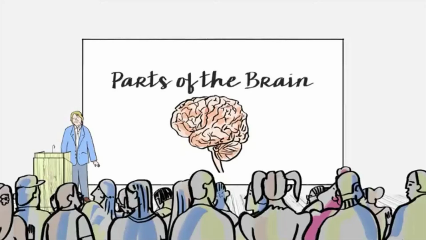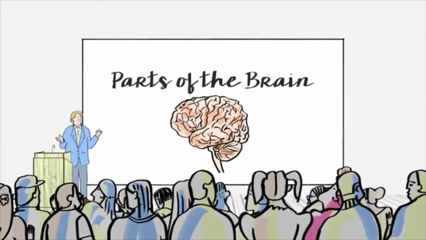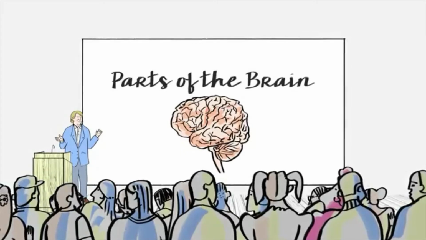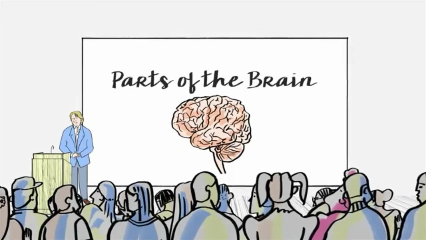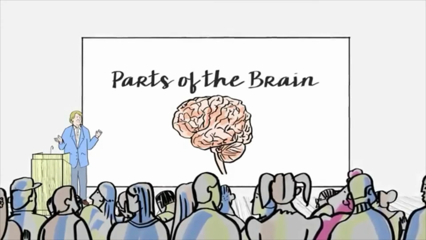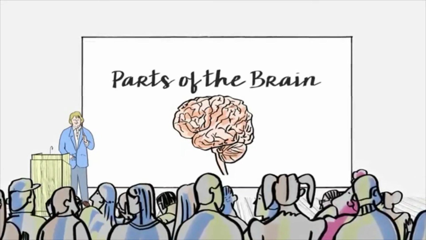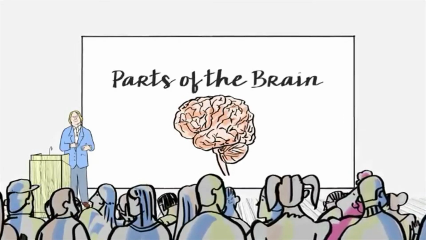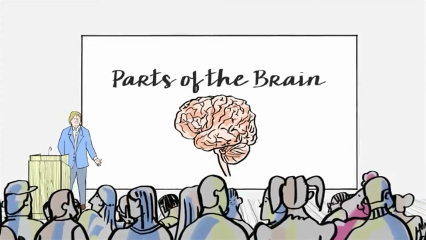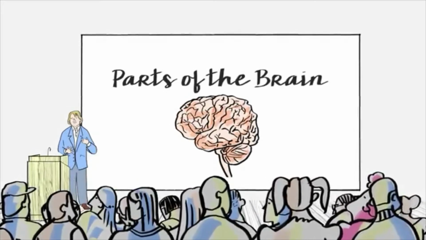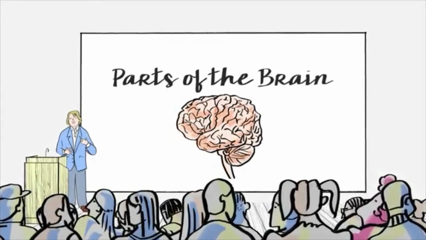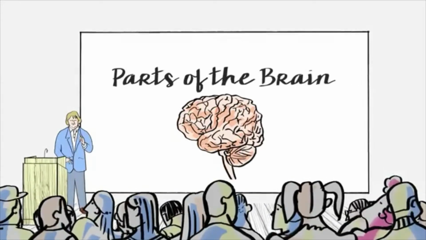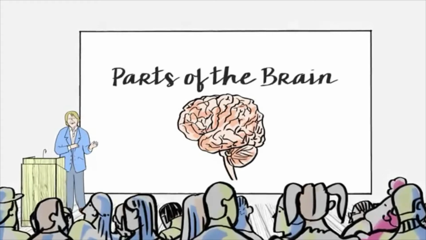So let's talk about the different parts of the brain and what they do. Parts of the brain are functionalized for different purposes. They do different things, which is why damage to different parts of the brain has different effects. It's also why, when you look at an fMRI scan or PET scan or something that records neural activity, you can figure out what's going on based on the location or the activity.